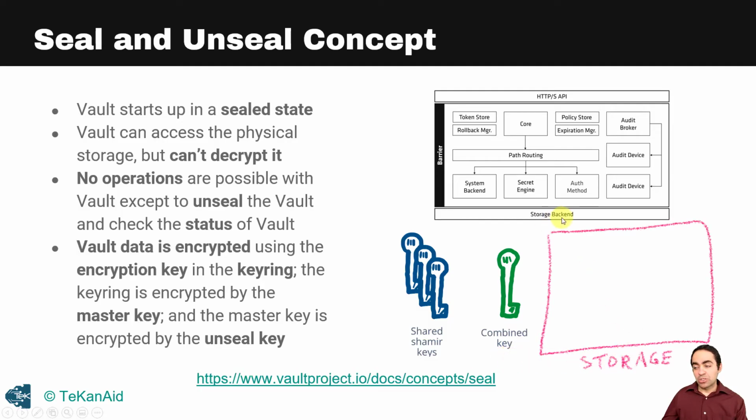And inside the storage backend, we have a master key that is encrypted. And we also have a key ring that is also encrypted. So if we go back to this bullet point, it'll make a little bit more sense. Remember, the data inside of Vault is encrypted with the encryption key in the key ring. And then we're protecting this key in the key ring by a master key. And we're protecting the master key with the unseal key, which is the combined key, basically, when you bring together the shared Shamir keys. So multiple levels of protection here, as you can see.